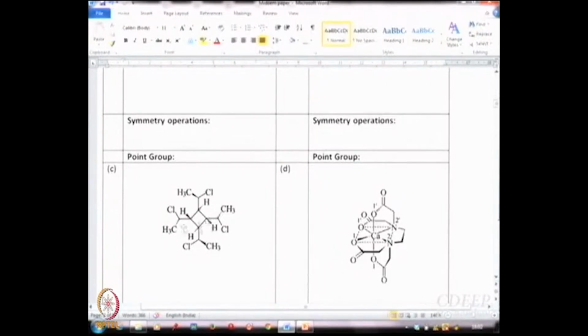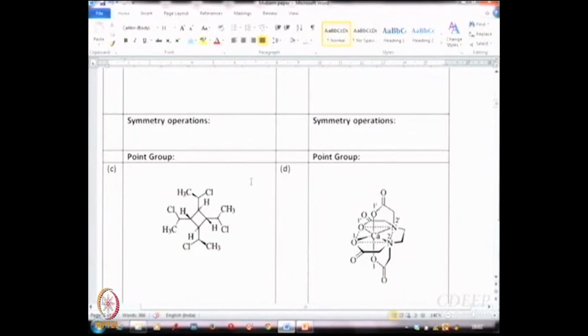This H is above the plane, this H is also above the plane. That's okay. This is below the plane, that is below the plane, that is fine. And what else? This CH3, oh, okay, fine. So which axis is it? Looks like it's a C2 axis. Right. Is there any other axis or plane or anything?